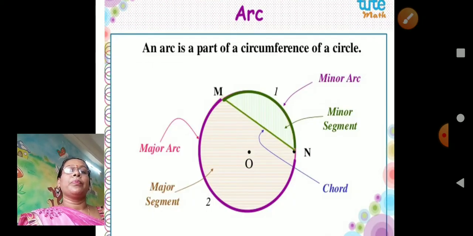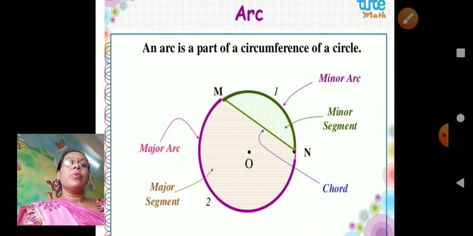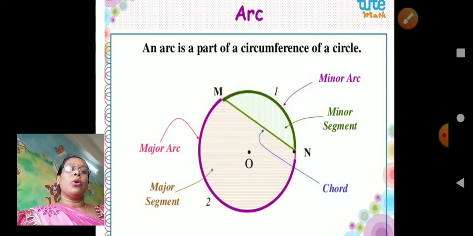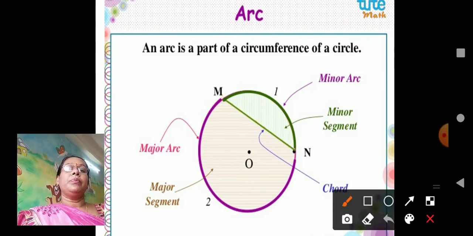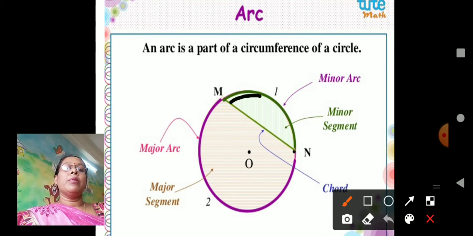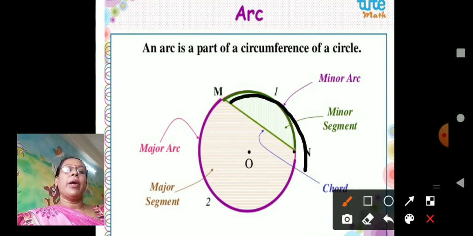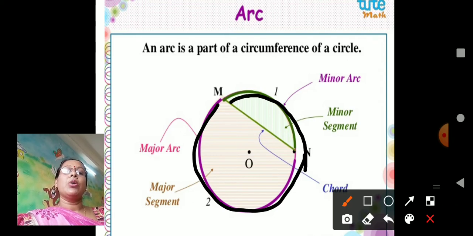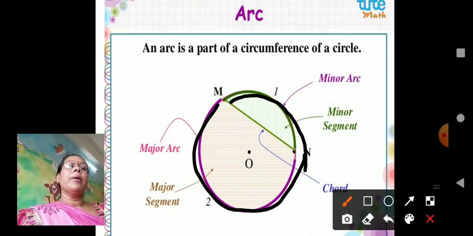Next, arc. An arc is a part of the circumference of a circle. Means if you consider any two points on the circle, the circular part between those points is called an arc. Now see the points M and N, and the circular distance between M and N is called an arc. The smaller arc is denoted as the minor arc and the remaining part is the major arc. Means there are two types of arc, minor arc and major arc.